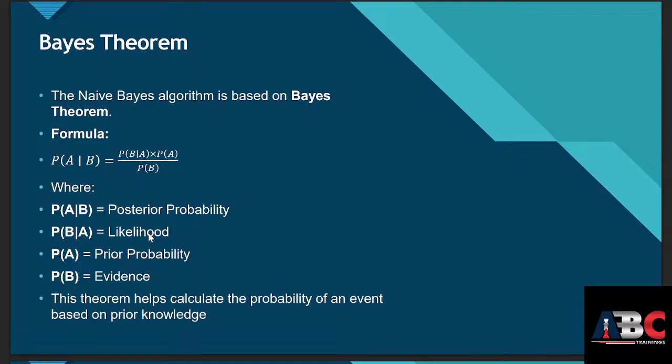The formula of the Bayes theorem is P(A|B) = P(B|A) * P(A) / P(B). This formula calculates the probability of event A occurring given that event B has occurred.